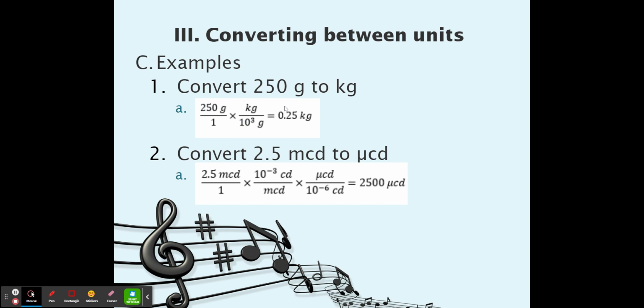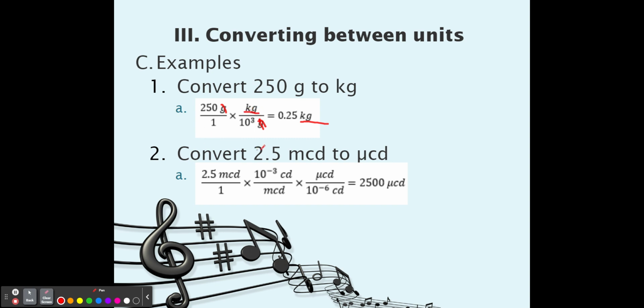Everything in the numerator gets multiplied, everything in the denominator gets divided. 250 times 1 divided by 1 divided by 10 to the third, or 1,000. And that leaves me with 0.25 kilograms. So really, when I have the numbers in my numerator and denominator, we can cross those out and see what I've got left for my units.